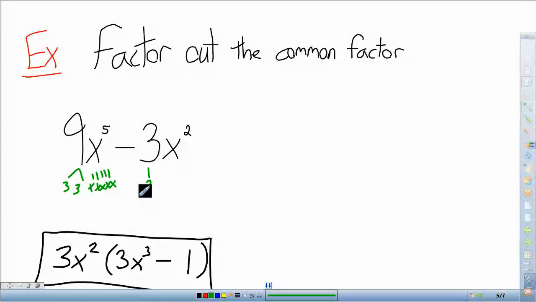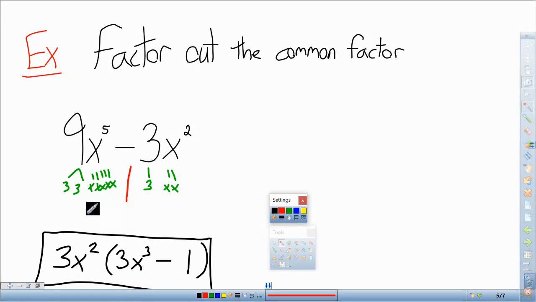This 3, I can bring it down. It can't be broken down, but it's part of the numbers I'm trying to find a common factor with. And this x squared is 2 x's, and I like to draw that line in between. Okay, so I would notice, what do they have in common number-wise? They both have a 3. I would take the 3 out.